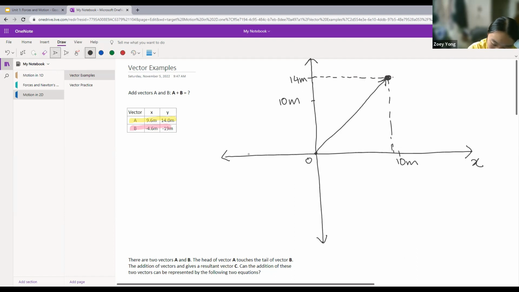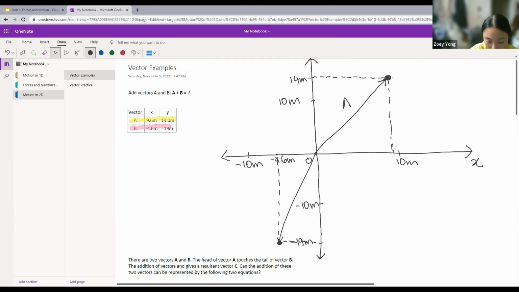Now, this is about -10 meters because we're in the opposite direction. So negative 4.6 is around here. And if that's 10, -10 is probably around here. And so we're going to do the same exact thing that we just did earlier by drawing 2 lines and seeing where they cross. This line is here and this line is here. So that's where vector B is.